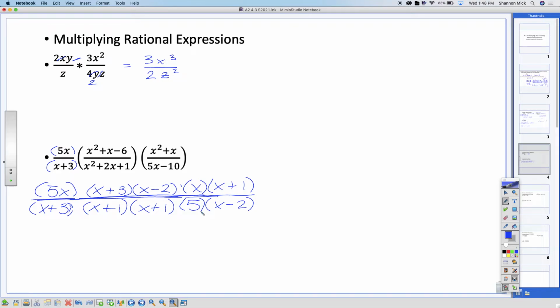Does everyone know how I got what I got? Not really. Okay, so factors of 6 that have a difference of 1 are positive 3 and negative 2. I knew the last one. I just factored out an X. And then X and X plus 1. And then I factored out a 5. So X minus 2.